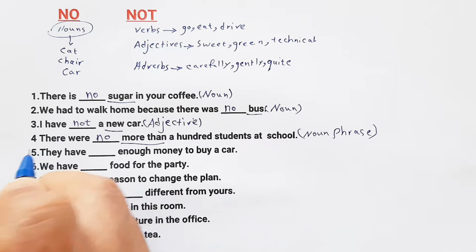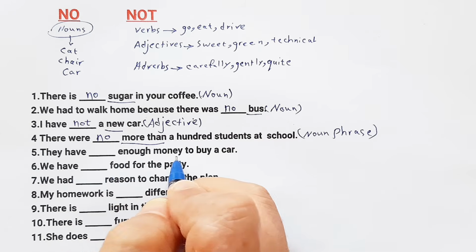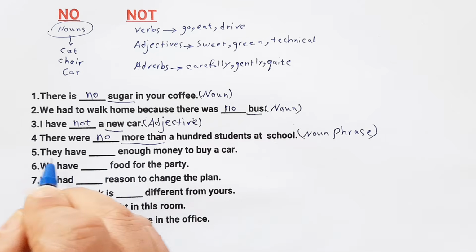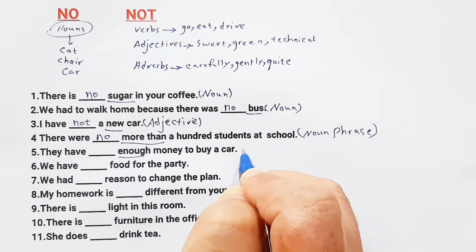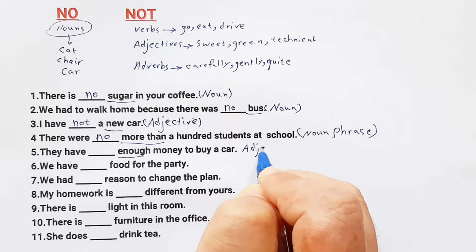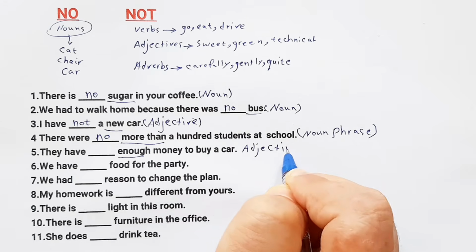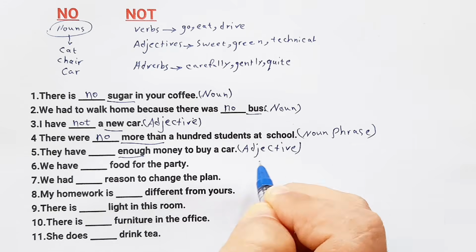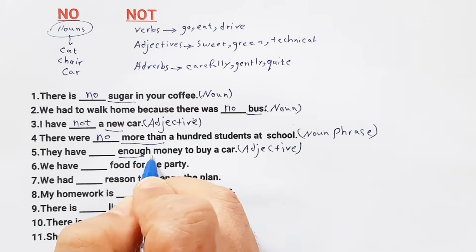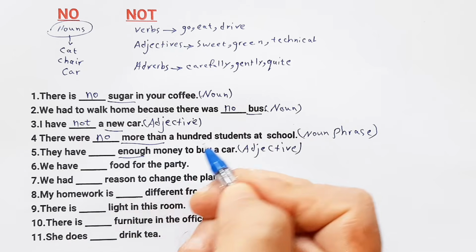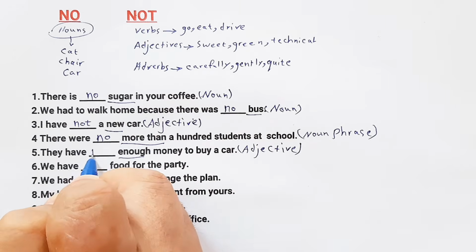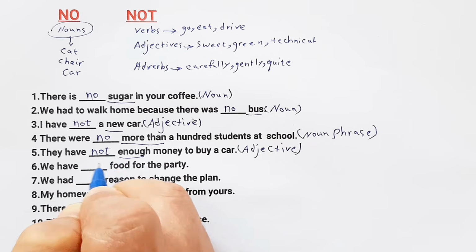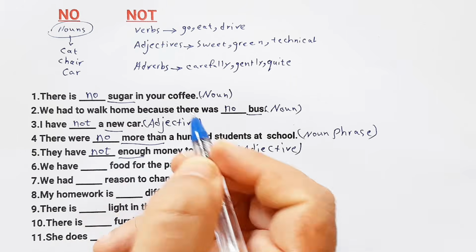Number 5, they have blank enough money to buy a car. In the sentence, enough is an adjective. Because it describes money that is a noun. For adjectives, we use not. They have not enough money to buy a car.